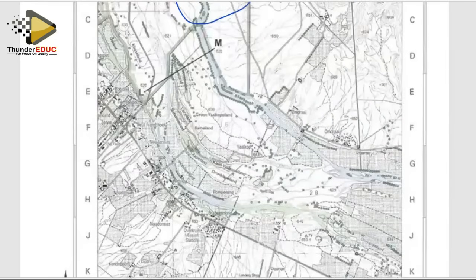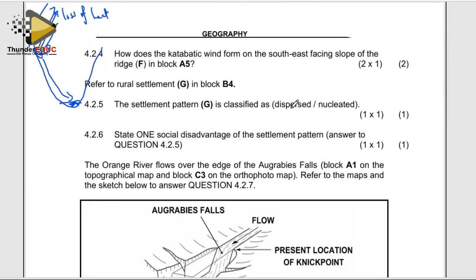What kind of a settlement is that? If you were to look at that, we'll see that there is dispersion of settlements there. State one social disadvantage of dispersed settlements. What are the disadvantages of staying in isolation? If you are not close to your neighbor, you are by yourself. It gives lack of social interaction.